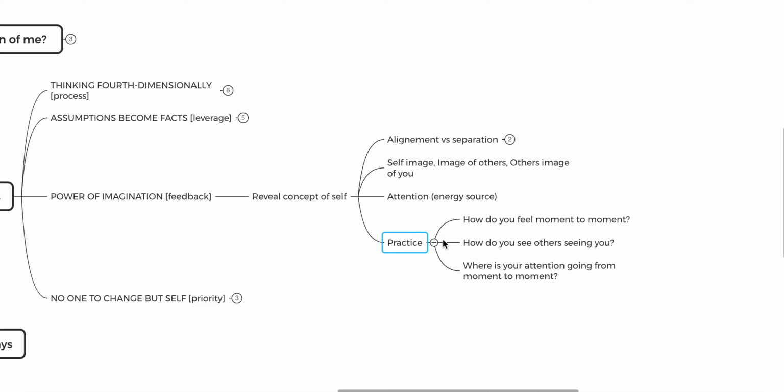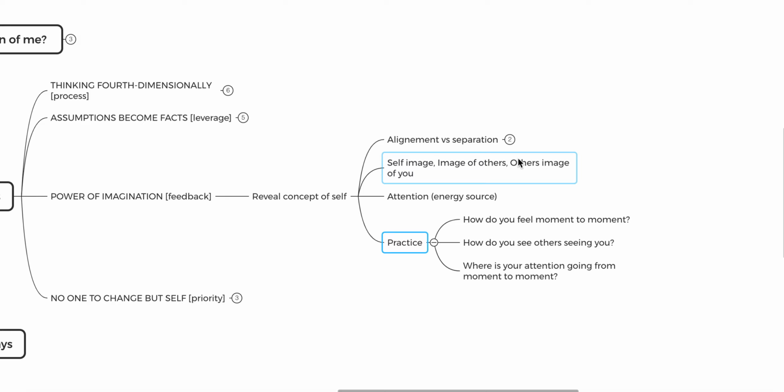And practically speaking, to practice receiving this feedback in the most resourceful way, you can ask yourself, how do I feel moment to moment? How do I feel right now? Listen to your heart. You can also ask, how do I see others seeing me? So this is the image of others. It doesn't matter. Everything that happens in your imagination is your imagination.